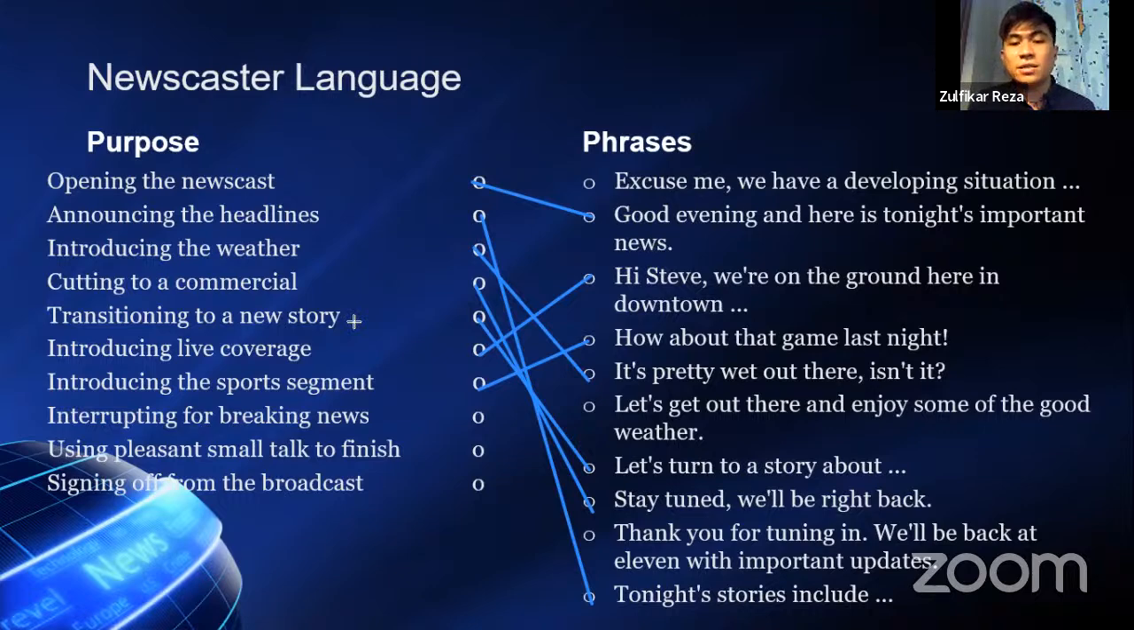So usually when you're a newscaster and you're delivering the news to the audience, sometimes there's really important news that is happening right at this second, and you have to interrupt because the news is that important. Which one do we use when we want to interrupt for breaking news? Excuse me, I have a developing situation. Yeah, I think that's the one. So you have to say, excuse me, we have a developing situation about something that's really important. That's usually how they break it to the audience that there's another piece of important news that they have to report.